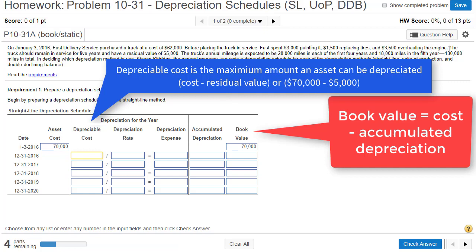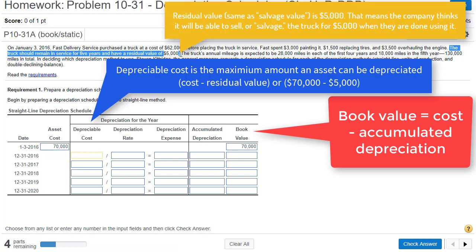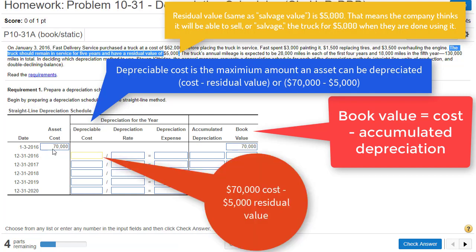So you cannot depreciate the salvage value. Let's see if this truck has a salvage value. It says the truck should remain in service for 5 years and have a residual value of $5,000. So the most we could ever depreciate of the truck is the cost, $70,000, minus the $5,000 residual value. That gives us a depreciable cost of $65,000.